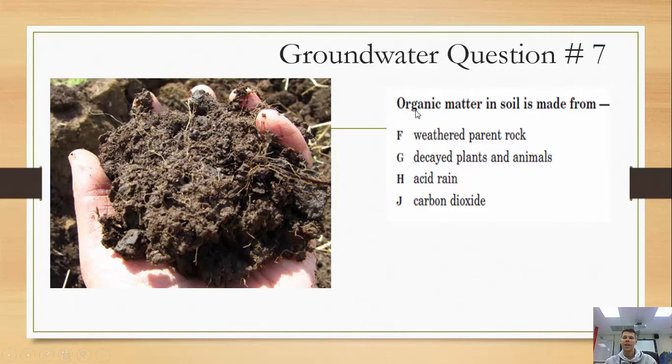Question 7. Organic matter in soil is made from weathered parent rock, and that's an important ingredient in soil, but it's not the organic matter. Decayed plants and animals, that's the definition of organic matter. So our best answer here is G. Decayed plants and animals is the organic matter in soil.